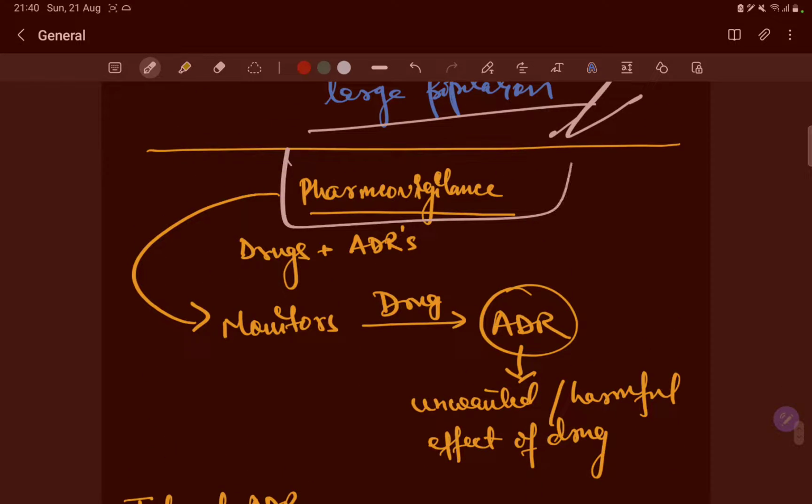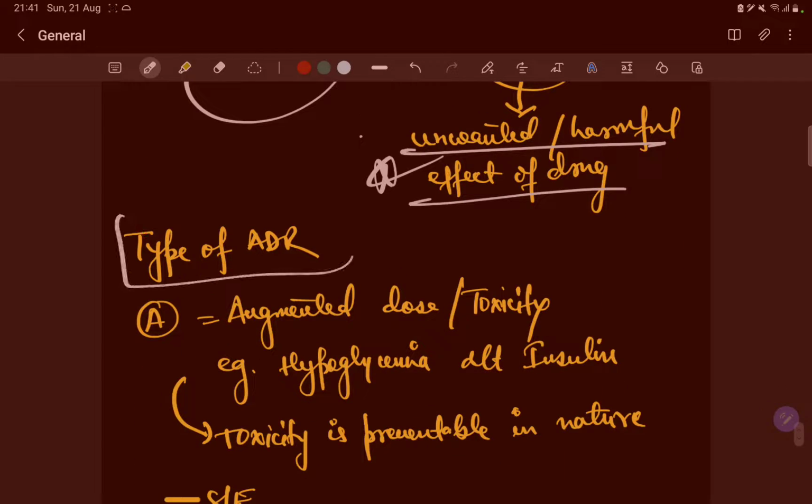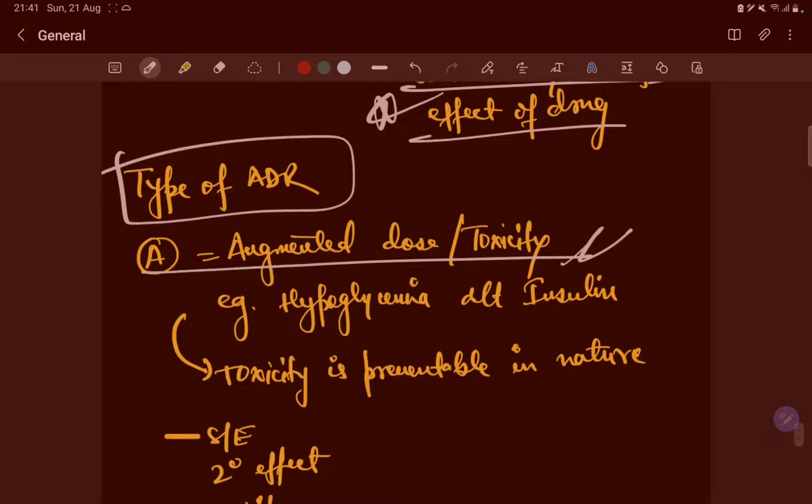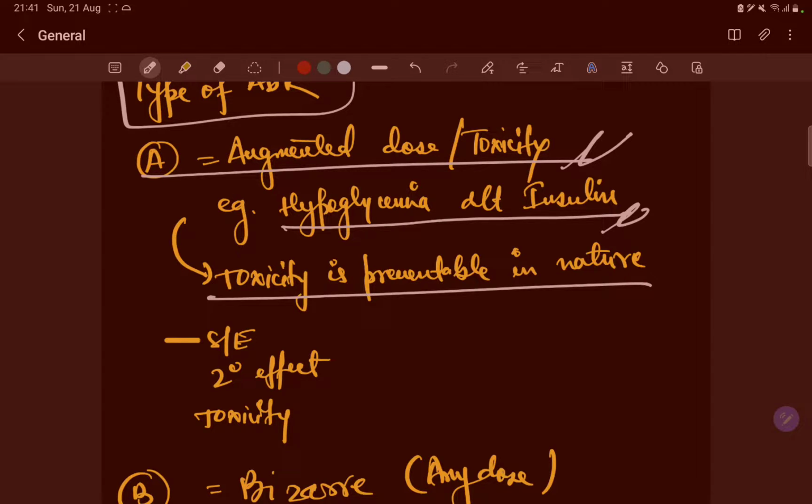फार्माकोविजिलेंस एज सच इफ यू विल सी दैन ड्रग के साथ ADRs, मतलब एडवर्स ड्रग रिएक्शंस होते हैं. विल मॉनिटर और अनवांटेड हार्मफुल इफेक्ट ऑफ द ड्रग को लिखते हैं, राइट. टाइप्स ऑफ ADR क्या होता है? टाइप्स ऑफ ADR में ऑगमेंटेड डोज एंड टॉक्सिटी होती है. ठीक है. हाइपोग्लाइसीमिया ड्यू टू इंसुलिन इज़ वन ऑफ द एग्जाम्पल. टॉक्सिटी इज़ प्रिवेंटेबल इन नेचर.